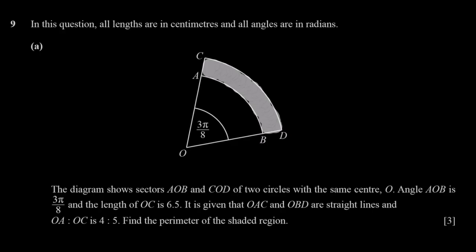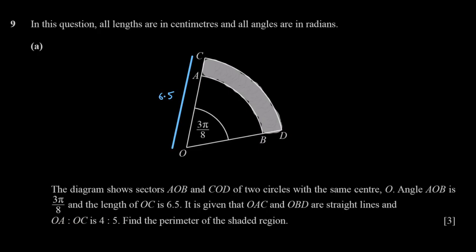Okay, here we've got a circular measure question. We've got two sectors, AOB and COD, which have the same center O, and the same angle, which is 3 pi upon 8. We're told that the length of OC is 6.5. Now, I think it's very helpful to label very clearly on the diagram. So this length here, we're told, is 6.5. And it is given that OAC and OBD are straight lines and that the ratio of the length OA to OC is 4 to 5.